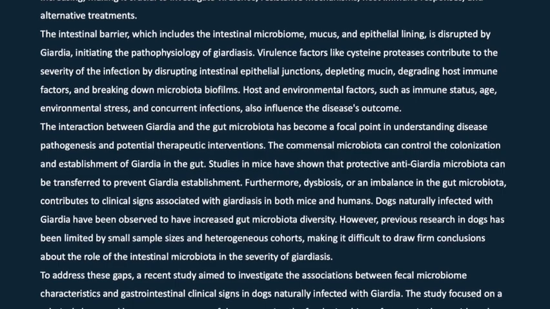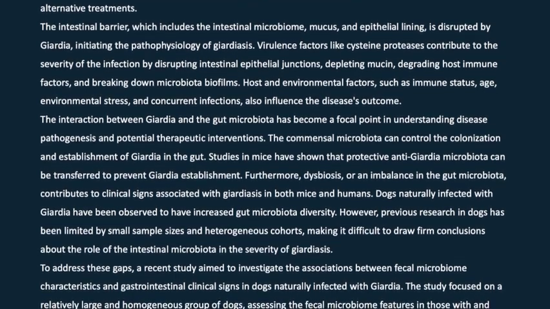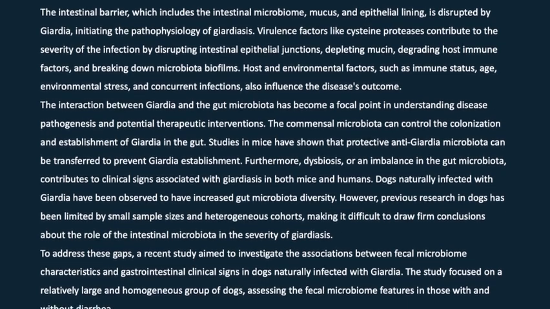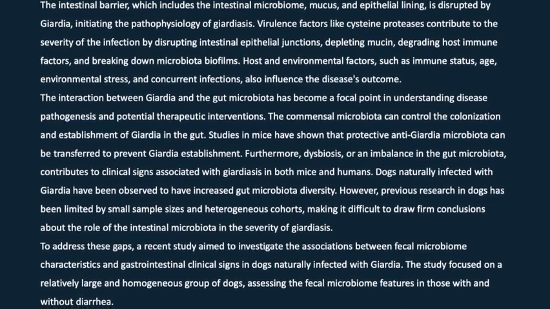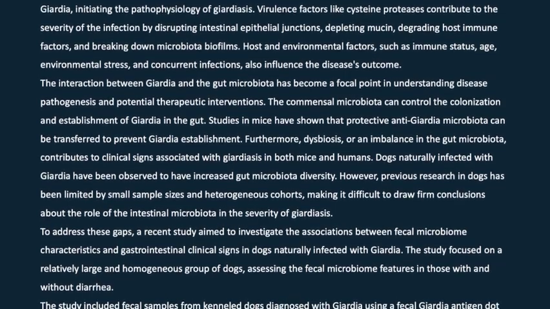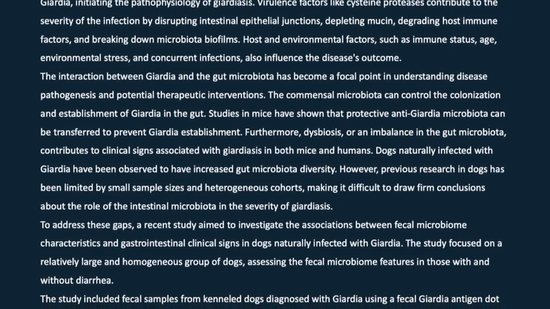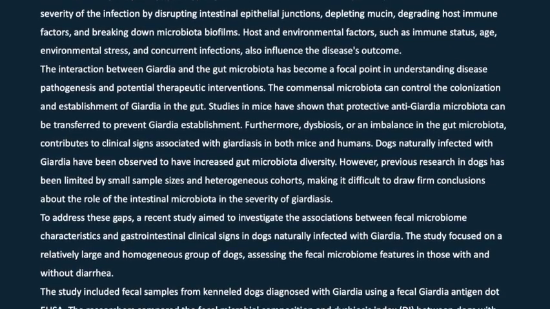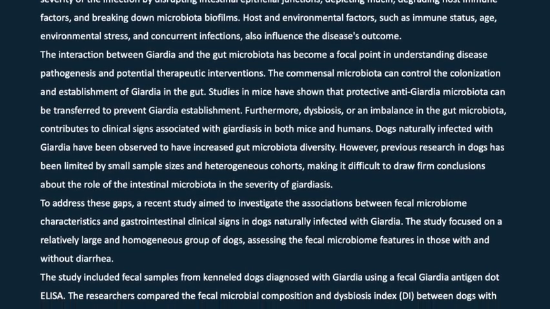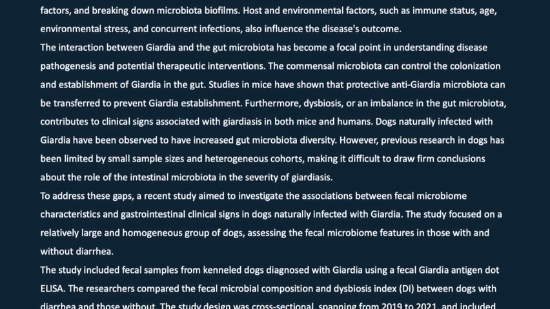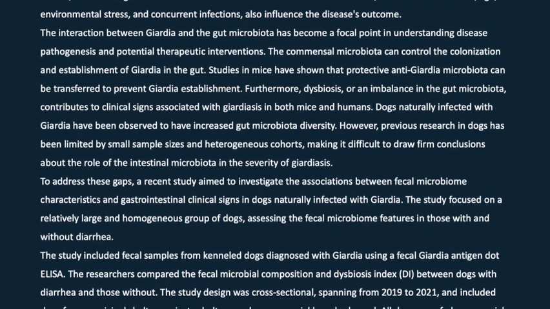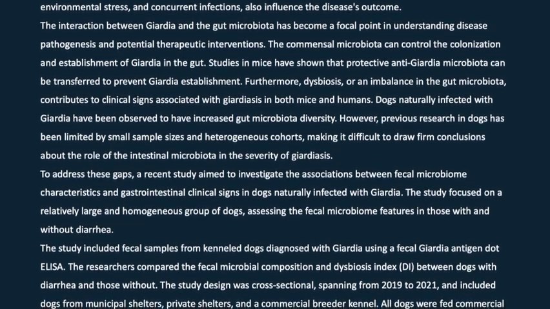The interaction between Giardia and the gut microbiota has become a focal point in understanding disease pathogenesis and potential therapeutic interventions. The commensal microbiota can control the colonization and establishment of Giardia in the gut. Studies in mice have shown that protective anti-Giardia microbiota can be transferred to prevent Giardia establishment. Furthermore, dysbiosis, or an imbalance in the gut microbiota, contributes to clinical signs associated with giardiasis in both mice and humans. Dogs naturally infected with Giardia have been observed to have increased gut microbiota diversity.